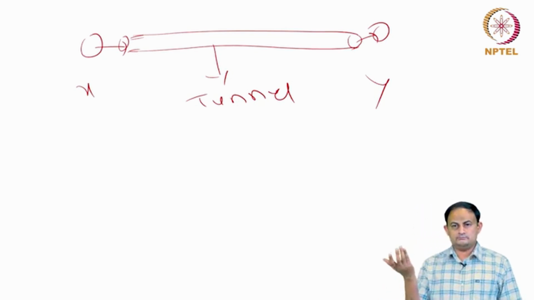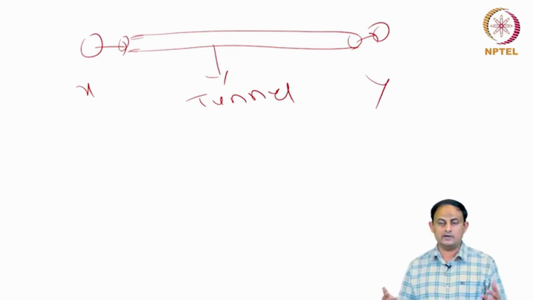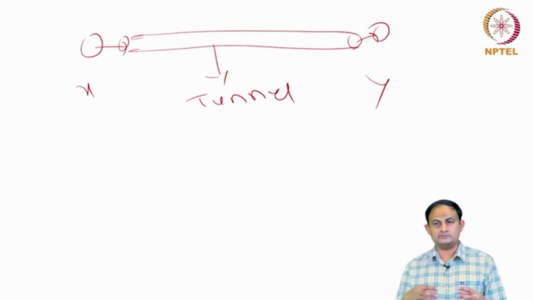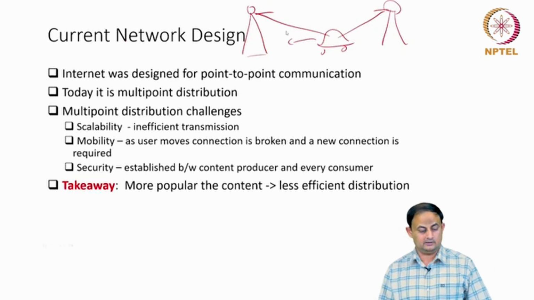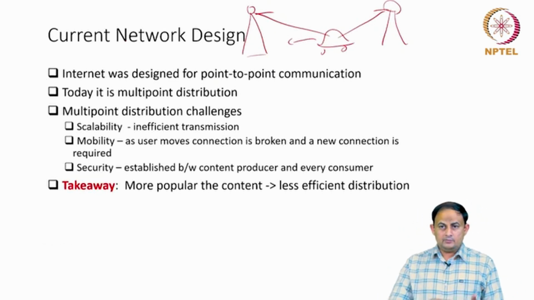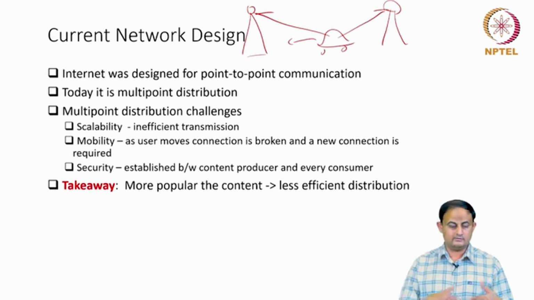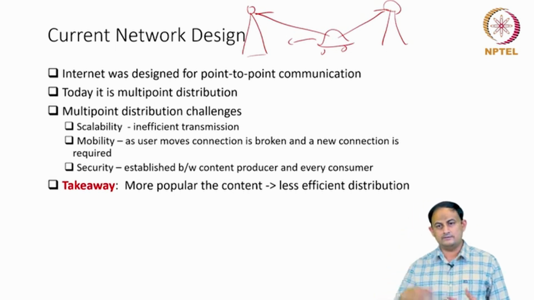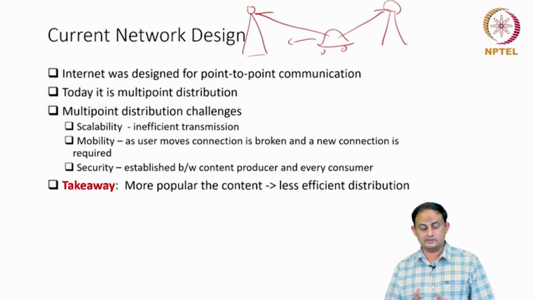Now an obvious question that comes to mind is: is there any alternative way of looking at security? For example, when I transmit one chunk of data, can I put the security on that chunk itself? That is a different notion which is not there in today's network. So this point-to-point communication, today's usage of multi-point distribution, and the way security is provided, rather than to the content itself, is a very inefficient way of distributing the content.